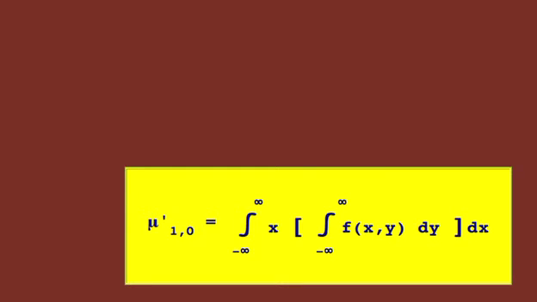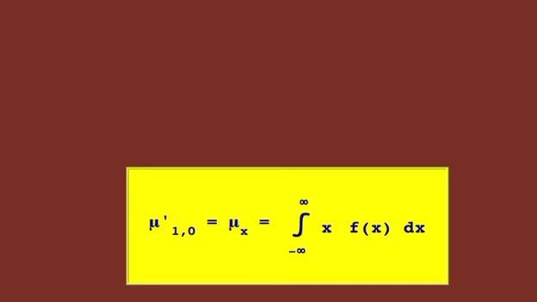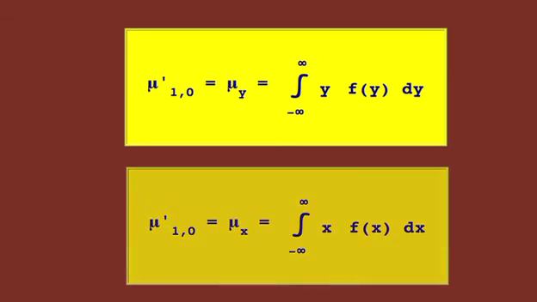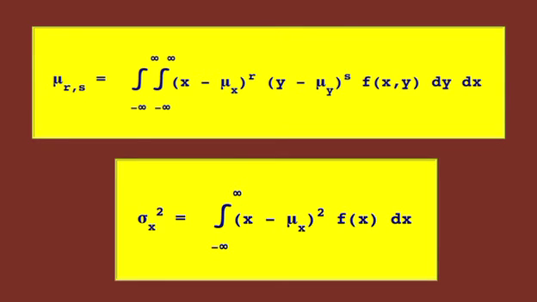The expression within brackets is the marginal probability density function of x, that is, f of x. Therefore, the expression for the mean of x is shown. Likewise, the mean of y is shown. The second moments are usually written about the mean. For r equal 2 and s equal 0, this equation reduces to the variance of x. Likewise, for r equals 0 and s equal 2, this equation reduces to the variance of y.